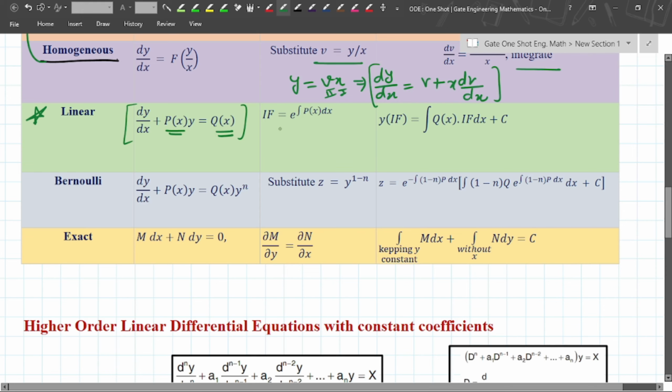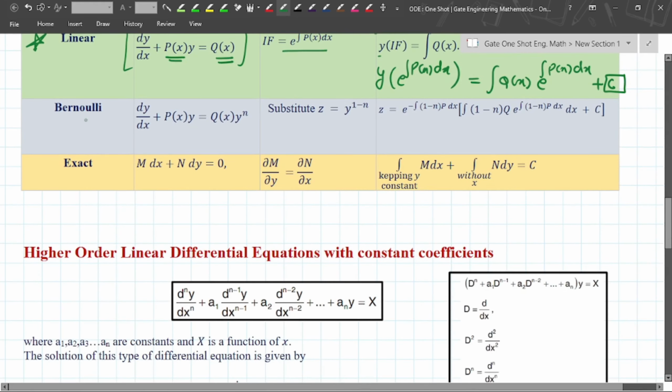So in this case, you are going to first find the integrating factor. The integrating factor is nothing but e to the power of the integration of the coefficient of y, which is p of x. And the solution is y into the integrating factor, it means y into e to the power of integral of p of x dx, equals the integration of q of x, which is the right hand side, times the integrating factor, plus c. Obviously it is a first order differential equation, so only one arbitrary constant will be there.